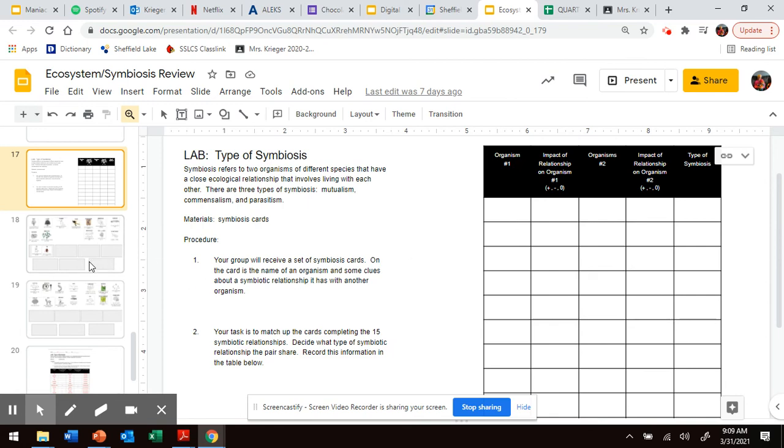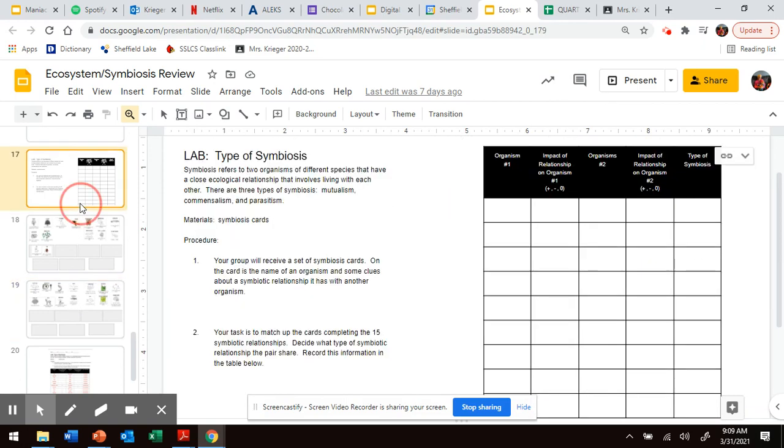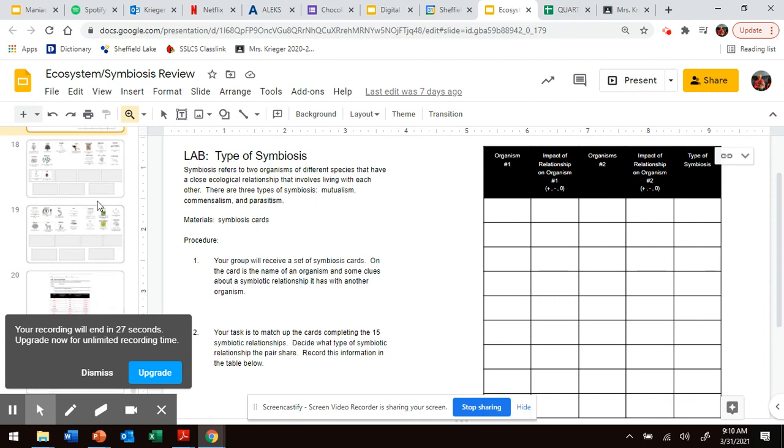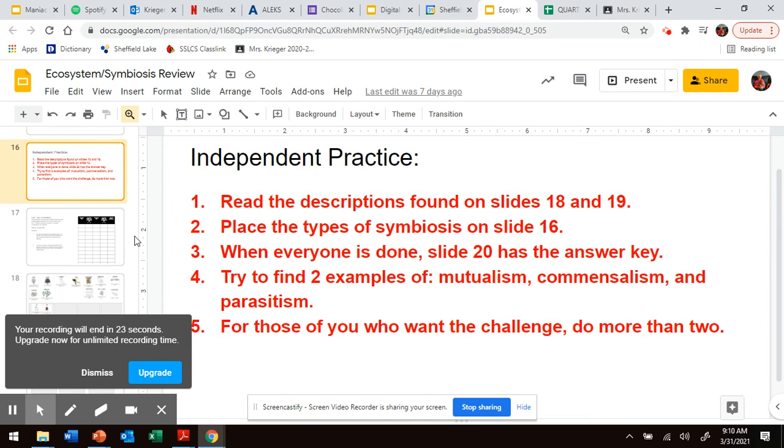Then I'll try to find another relationship on 18 and 19. Read all the cards so it's fresh in your head and try to find two of each, ladies and gents. At the very end, your teacher will post the answer key, so for the ones you did, you can see how you did. Okay, so good luck.